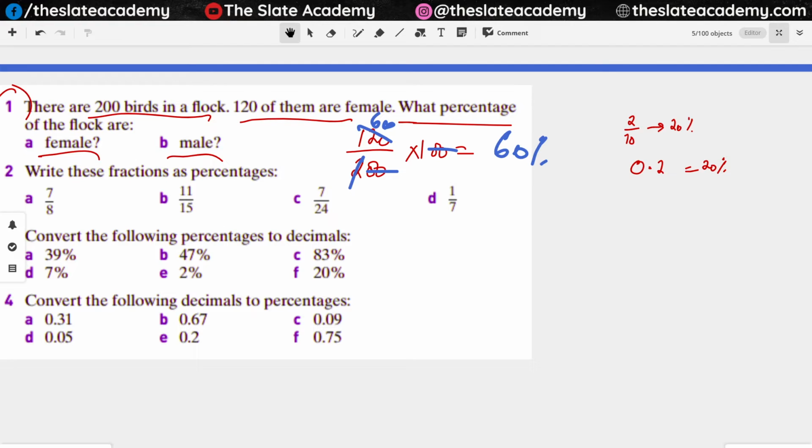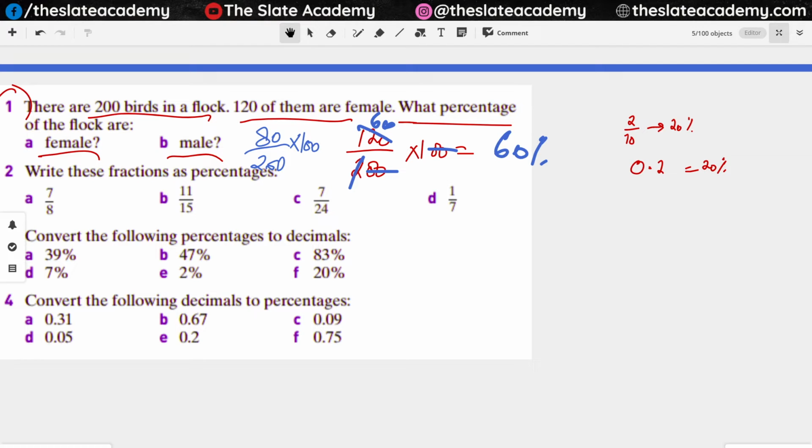Okay, so 60% of the birds are female, and automatically I know that there are just two types of birds, male and female. If 60% are female, then 40% would be male. So that is one way of calculating the percentage of female and male. The other way, just to confirm, if for example you have more than two types, for males you'll have to do 80 out of 200. There are a total of 200 birds, 80 of them are male. So 80 out of 200 multiplied by 100 would be the percentage of male birds.